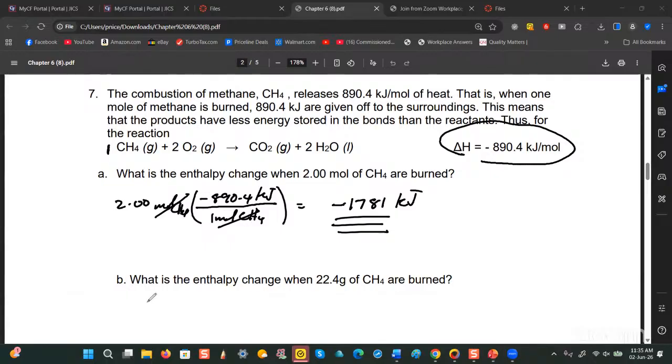Exactly. So we're going to start off with 22.4 grams of methane. And then we're going to convert that to moles, right? So 1 mole of methane will go above. And then the molar mass of methane would be 4 times 1.008 plus 12.01. So that will be 16.04 grams of methane. All right. So that cancels with that. What next?